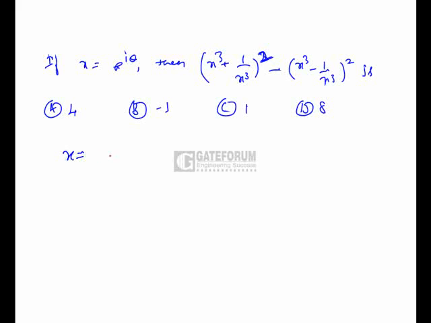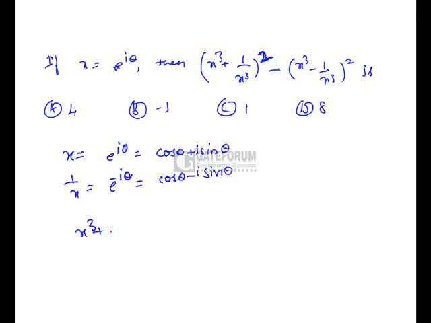This is given as e power i theta, which can be written as cos theta plus i sin theta. So 1 by x will be e power minus i theta, which can be written as cos theta minus i sin theta. Now we have to find (x cube plus 1 by x cube) whole square minus (x cube minus 1 by x cube) whole square.